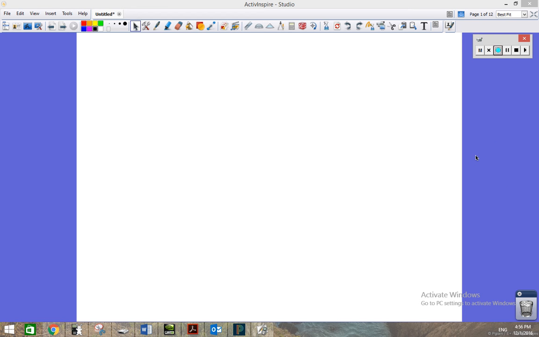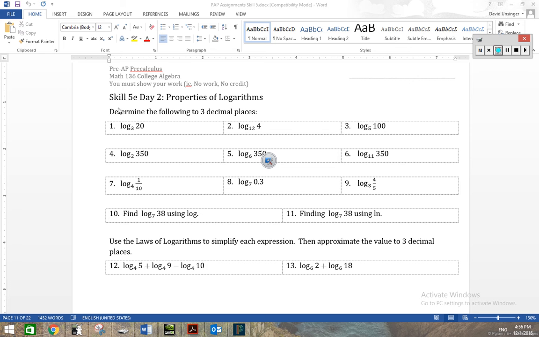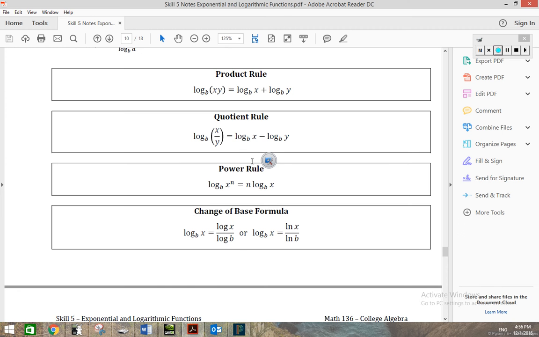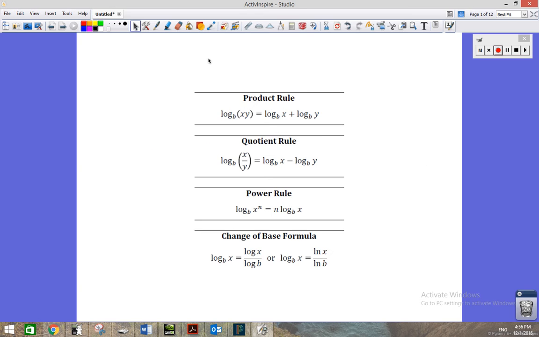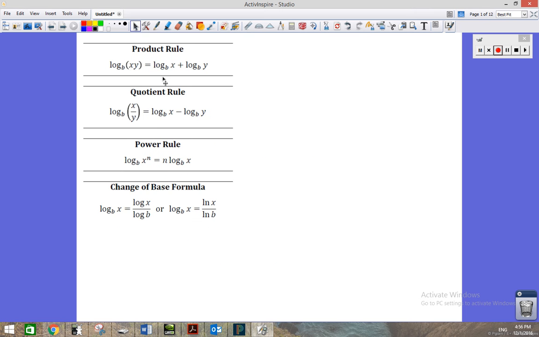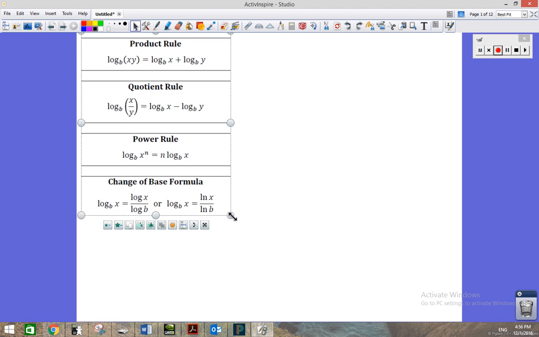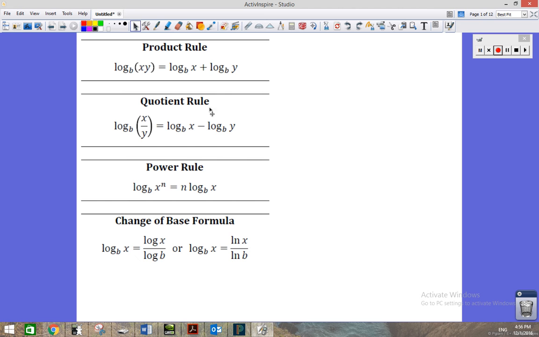We're looking at skill packet 5, exponentials and logarithms, and we're going to work through skill 5E day 2, properties of logarithms. We definitely need to make sure that we know these properties of logarithms very well in these homeworks. So you have to commit this to memory. And you have to be good at not only having it memorized, but good at using it as well.